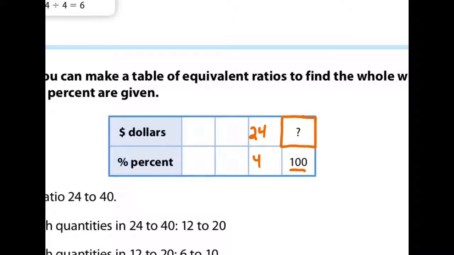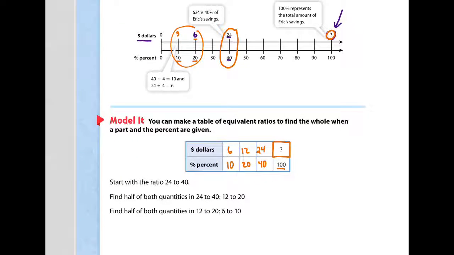$24 is going to be 40% of his savings. And I can half that. $12 is going to be 20%. $6 is going to be 10%. Just like I did in the double number line. It just depends on what method you like better. And again, I'm going to be using these numbers to find that answer in a little bit. All right, so keep that in mind as we go to the next page.